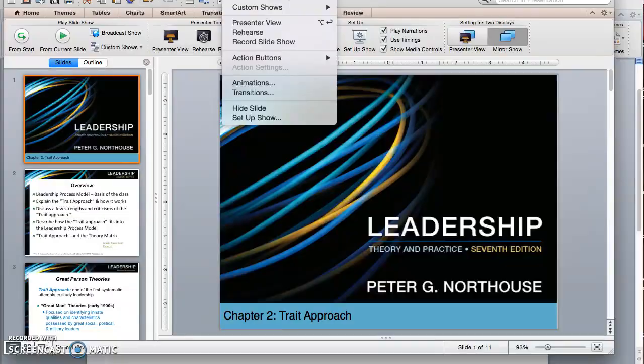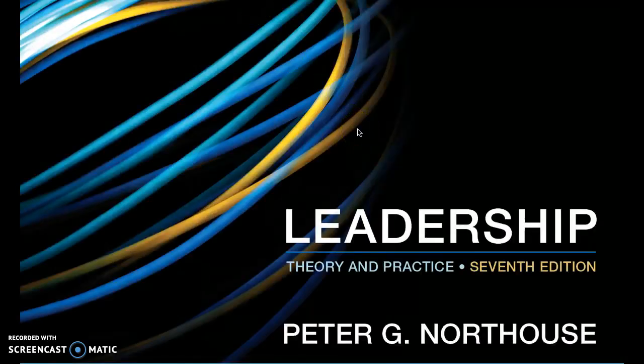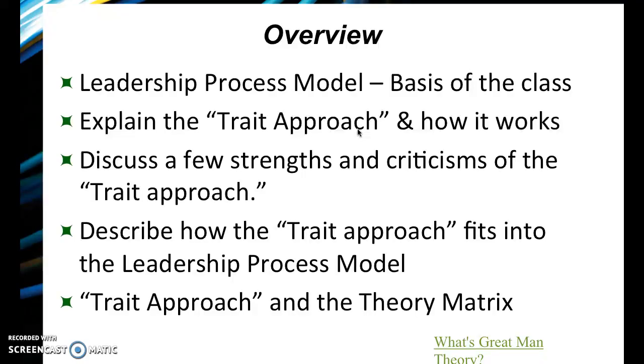This presentation begins the Trait Approach, Unit 2. What I plan to do is briefly review the leadership process model, which is the basis of the class. Explain a little bit about the Trait Approach, how it works, some of the strengths and criticisms, and how it fits into the leadership process model. And then I'll finish by showing you how you fill out the theory matrix for the trait approach, and that will provide an example that I think will help you fill your theory matrix each week.